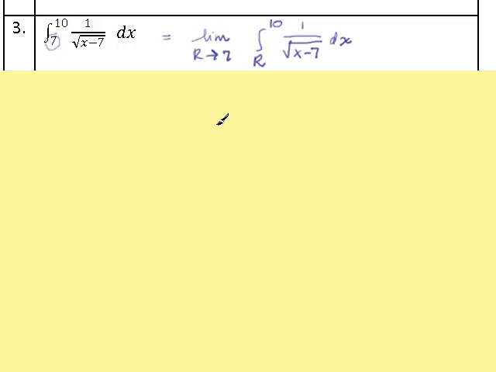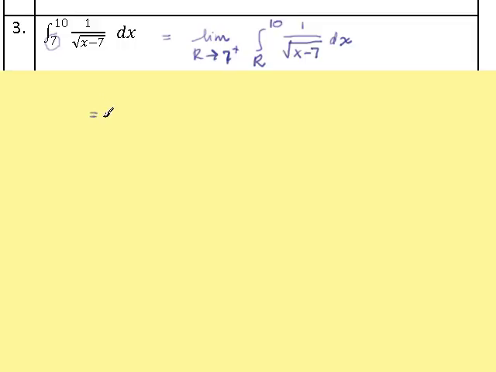I should mention that r is going to 7 from numbers bigger than 7, so we could put a little plus sign here, meaning r approaching 7 on the right, because this is an integral between 7 and 10. All the values are larger than 7, so that's why we're approaching 7 from the right.